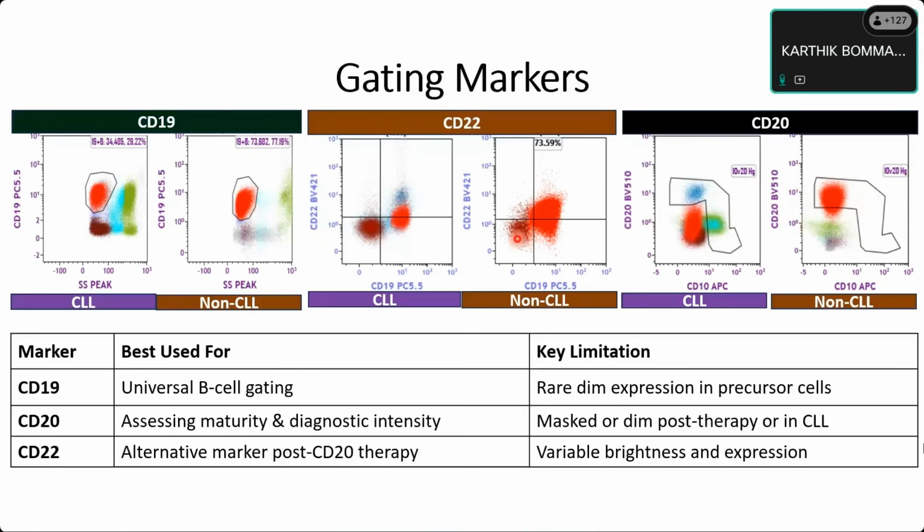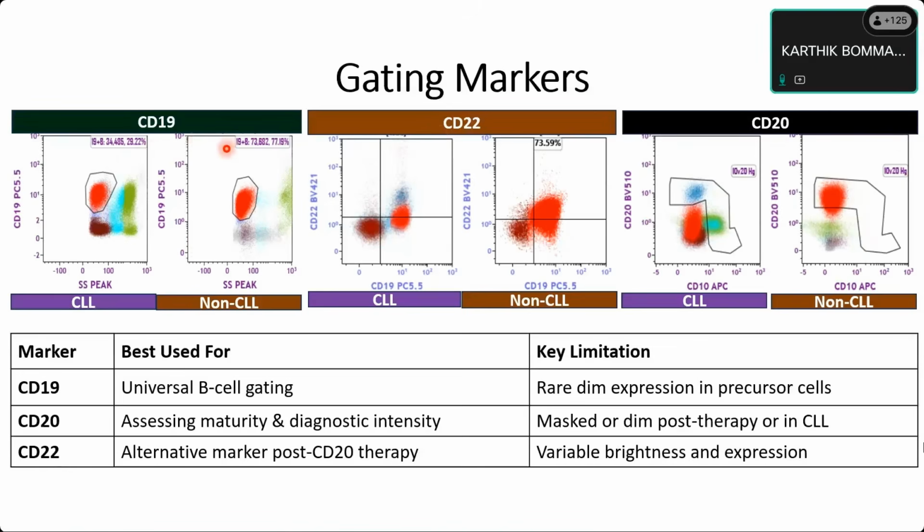Okay. Similarly, CD22 also will be dimly expressed, sometimes can be negative also. But CD19 is a marker which will never be downgraded. In most lymphomas, you will never get underexpression of CD19 except for follicular lymphoma, where you can have underexpression of CD19. So, to identify B cells, you use 19, 22, 20, and of this, 19 is a common gating marker we use.